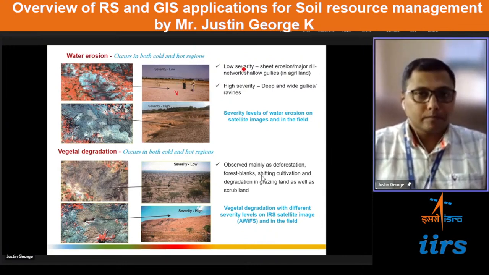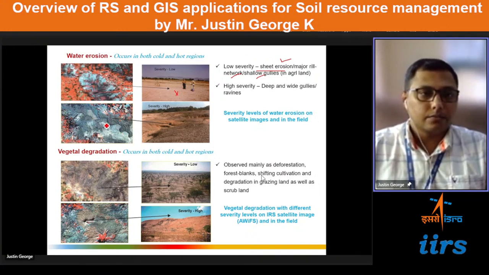Here we can see it is somewhat flat, but still there is low severity erosion, that is sheet erosion. Major rills you can see, like in agricultural land. Here you can see there are river-like channels. You can see these features, and it is very rough textured. You can see this is how the area looks in the field.